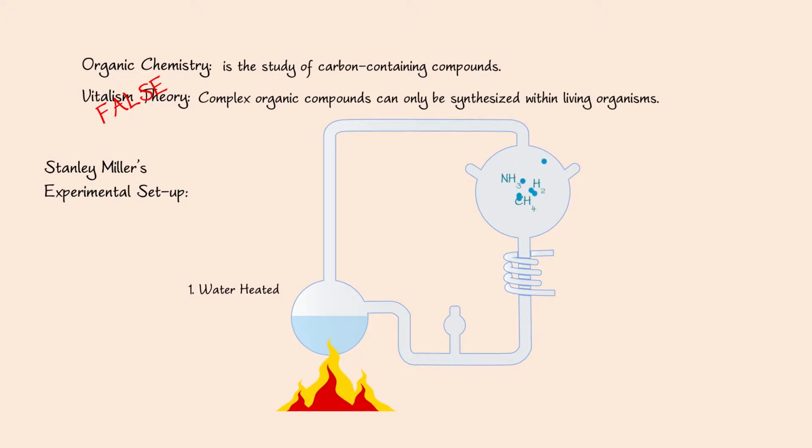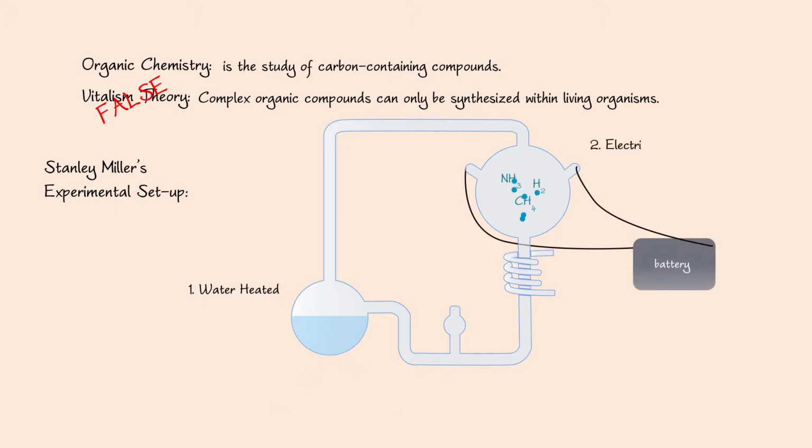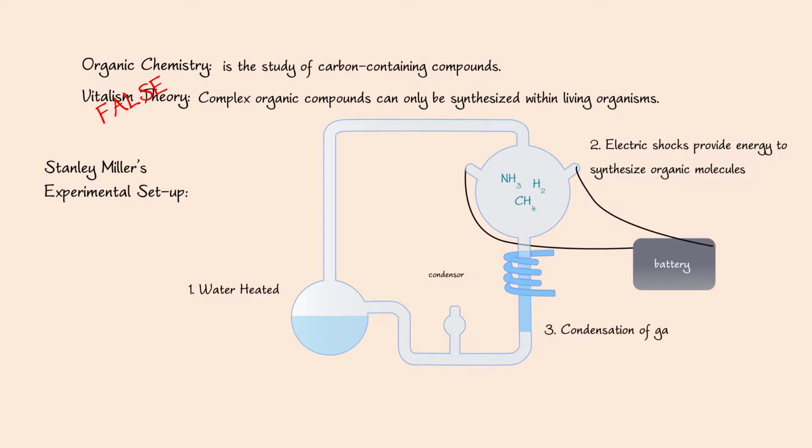Periodically, electrical shocks imitating lightning go off to provide energy to synthesize organic molecules. The mixture of gases is then transferred to a pipe with a condenser. The condenser is responsible for cooling the gas mixture so that condensation of gases takes place. The resulting liquid is collected in a glass bulb.